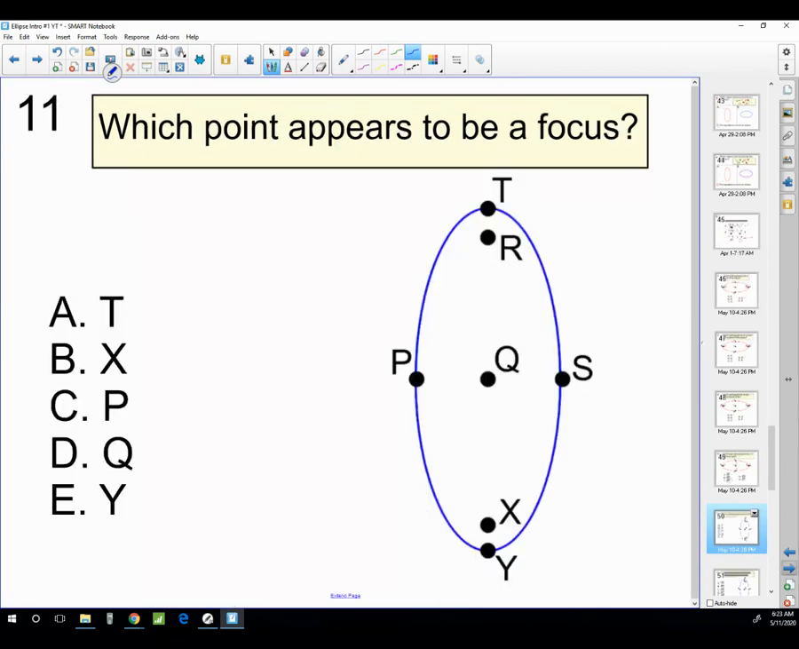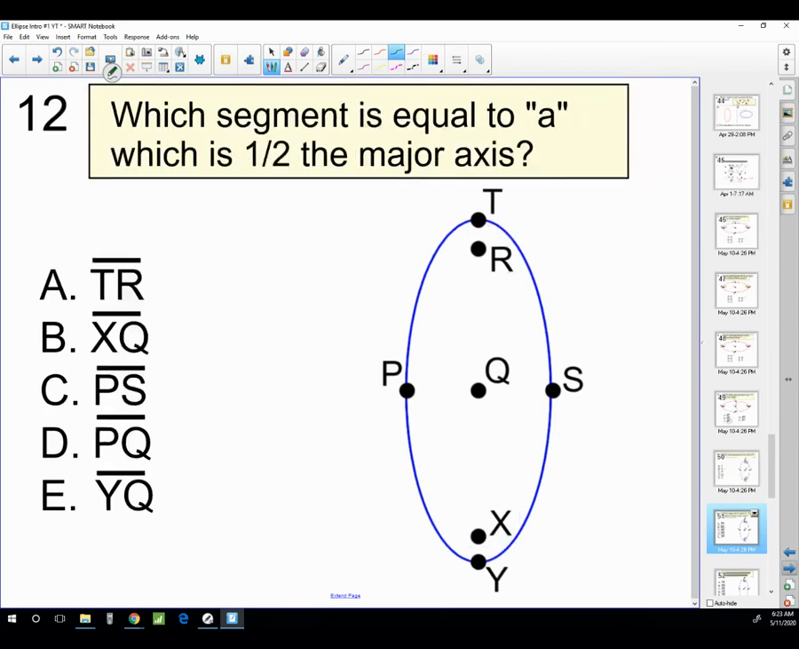Which point appears to be the focus? Okay, we just made it vertical. The foci are R and X. I believe X is present. I think we only have 2 more problems, which absolutely makes me sad because this has been great. All right, which is equal to A? By definition, A is half the major axis, which is TQ or QY, and I believe QY is present. But, it can be tricky.